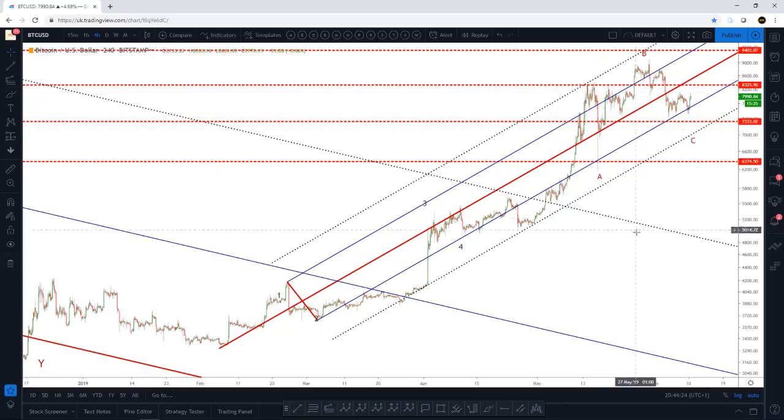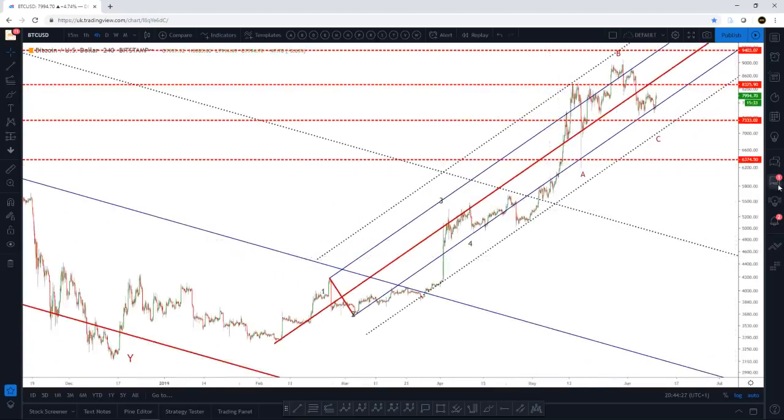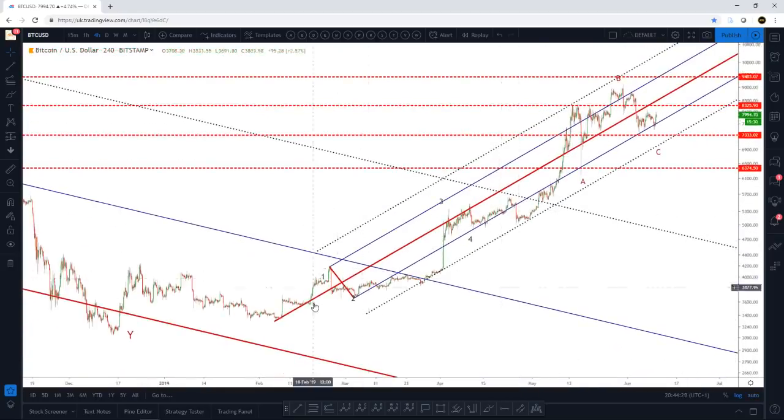Let's get rid of this. Okay, so we've got five waves up here, 1, 2, 3, 4, 5. So this can be our wave one. Then we come down in three waves to make our wave two.